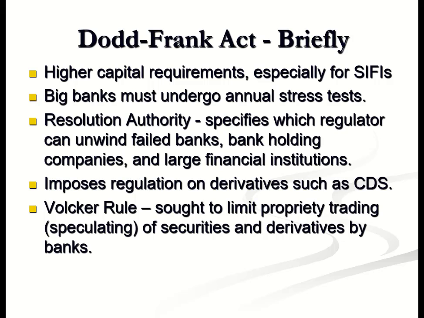The Dodd-Frank Act also addressed resolution authority, and resolution authority basically deals with how you unwind failed banks, failed bank holding companies, and large financial institutions. It was a problem during the Great Recession. If you talk to people on Wall Street, the scariest part of the entire Great Recession was when Lehman Brothers, a large financial institution, collapsed and was not bailed out by the government. That spooked the market more than anything else during that crisis.